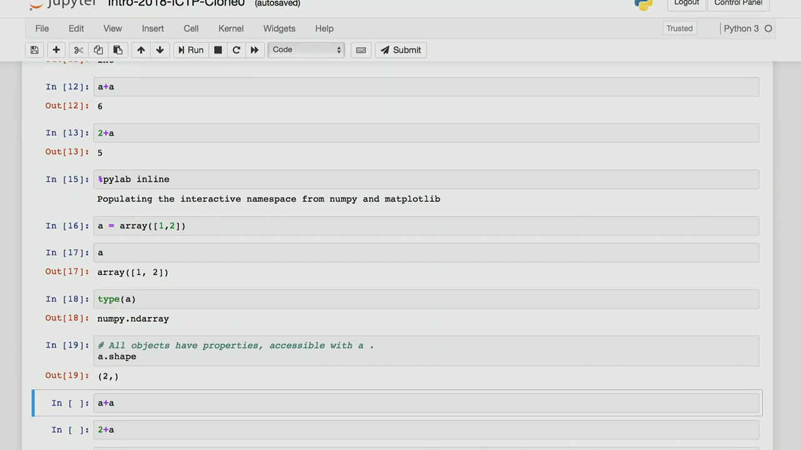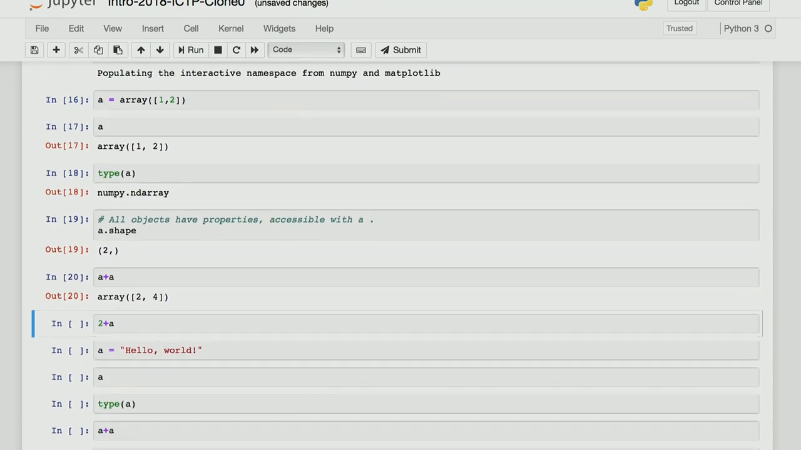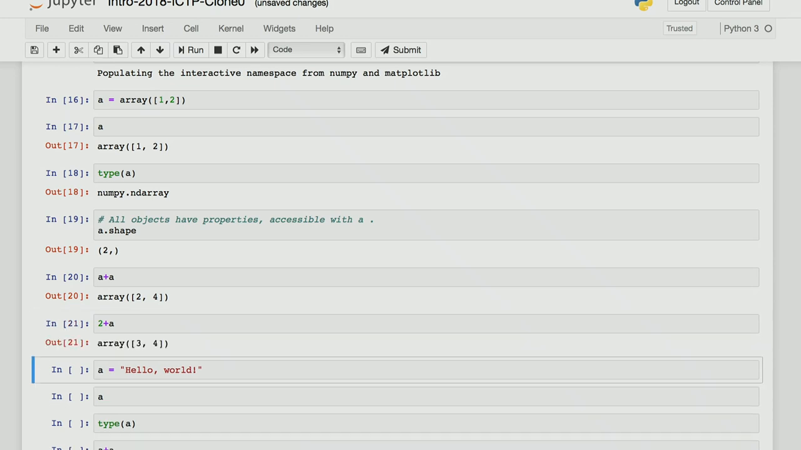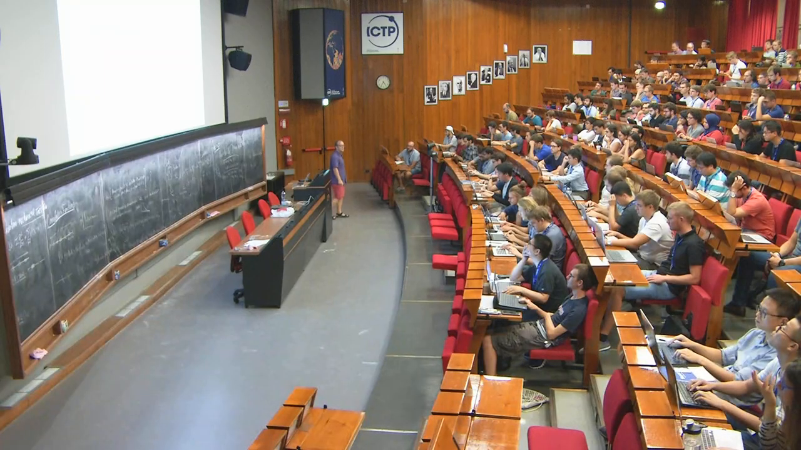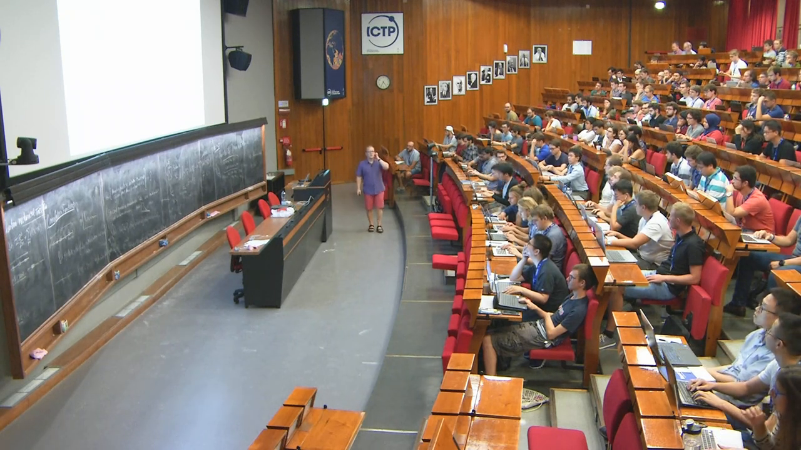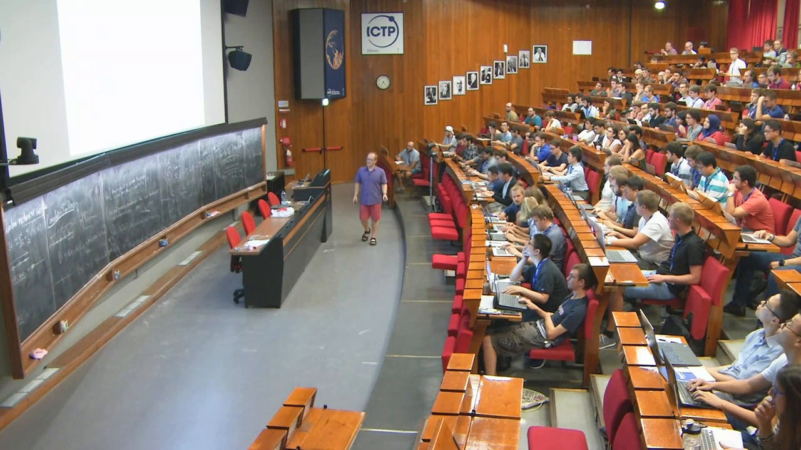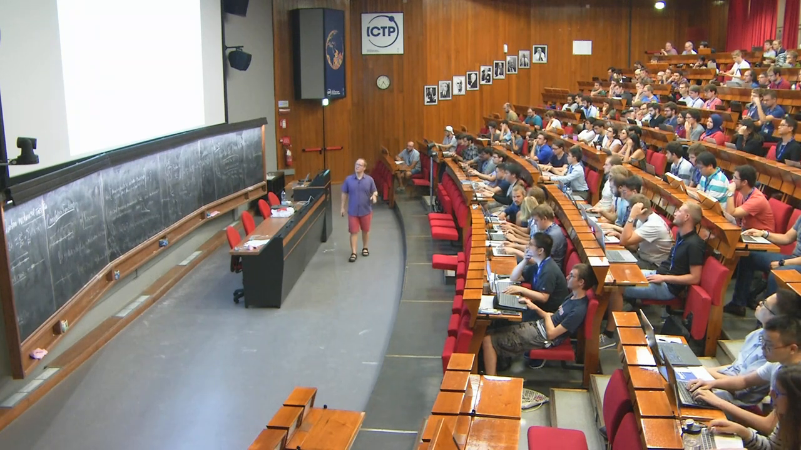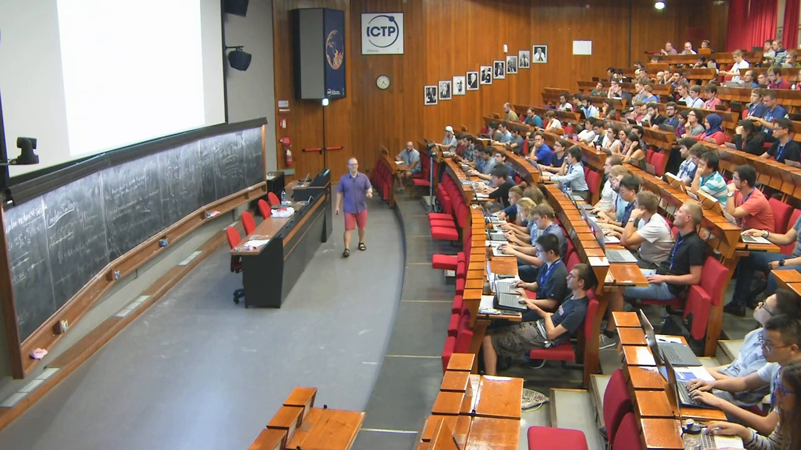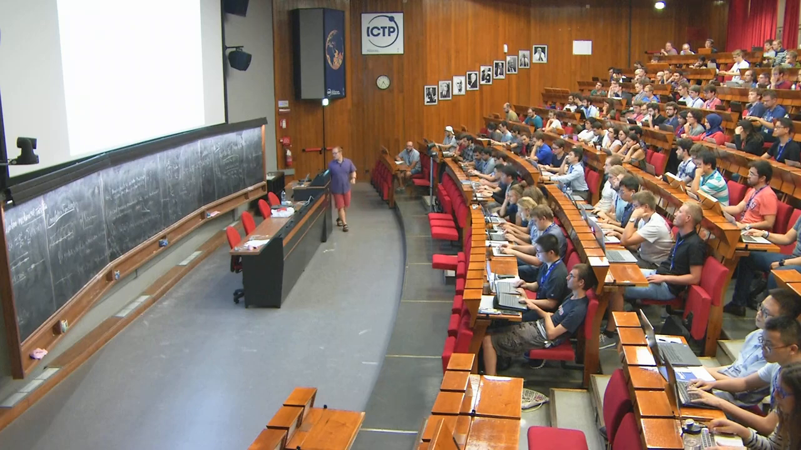a plus a. It added these two row vectors, a and a, to itself, gave me 2, 4. 2 plus a, what did that do? Yes, it did do broadcasting. But let's leave that aside for the moment. It added 2 to each element. You're right. Good.